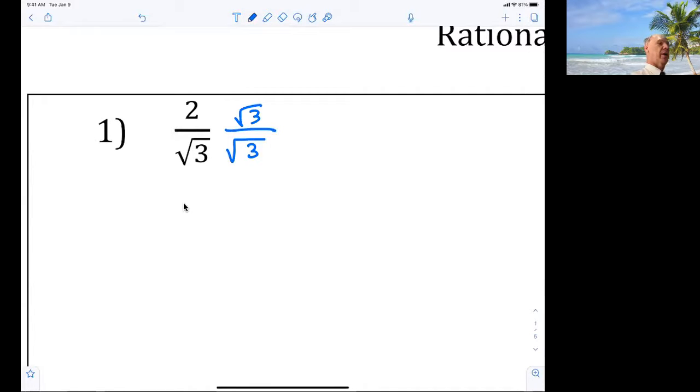Why is it called rationalizing? Because the denominator right now is irrational, and now it's what? It's rational, because the square root of 3 times square root of 3 is 3. And then you're multiplying 2 times radical 3, which is just 2 radical 3. All right. Now, again, that's called rationalize the denominator. Please don't make it any harder than it is. All right. That's it. That's all there is.